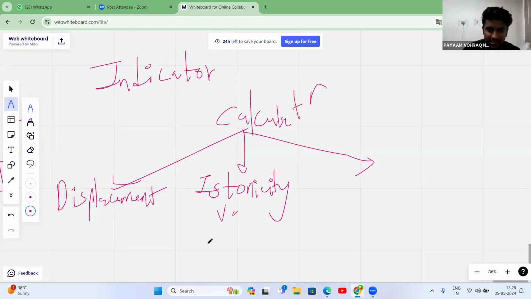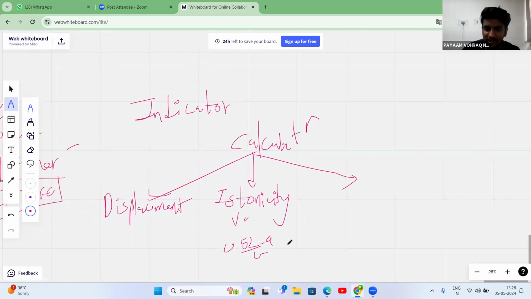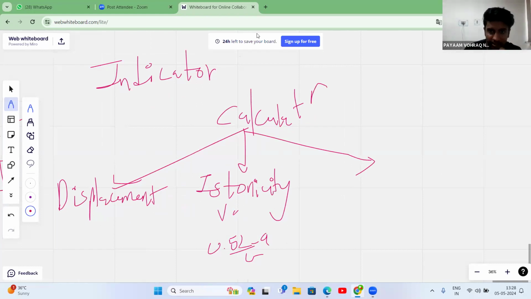Isotonicity value like 0.52 minus A upon B, right? Freezing point and all. Then, how much percent boric acid is an isotonic agent? How much percent boric acid is an isotonic agent? Guys, can you tell me? YouTube. Yes. Zoom.